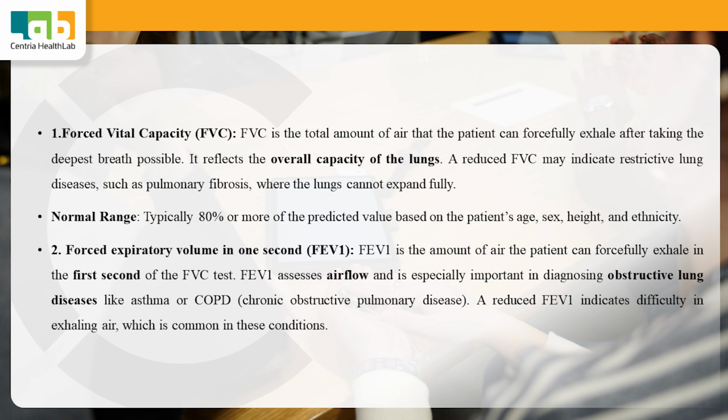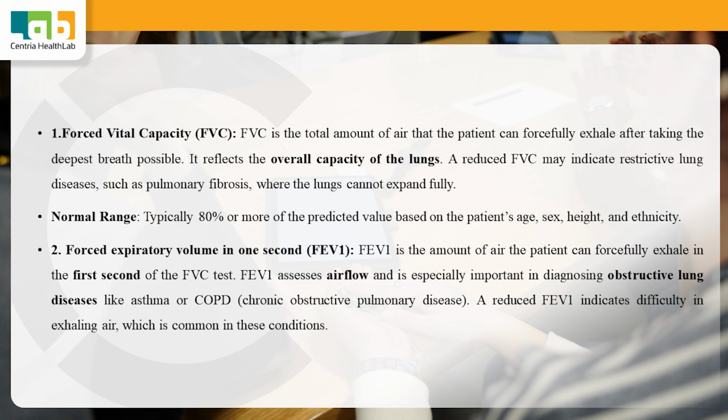Forced expiratory volume in 1 second is the amount of air the patient can forcefully exhale in the first second of the forced vital capacity test. Forced expiratory volume in 1 second assesses airflow and is especially important in diagnosing obstructive lung diseases like asthma or COPD, which is chronic obstructive pulmonary disease. A reduced forced expiratory volume in 1 second indicates difficulty in exhaling air, which is common in these conditions.